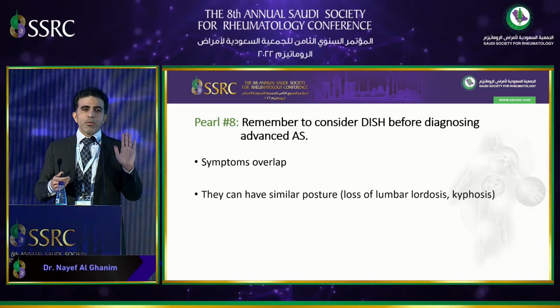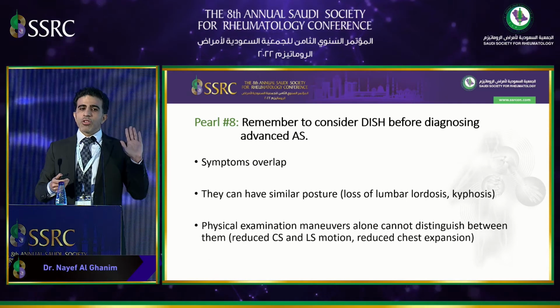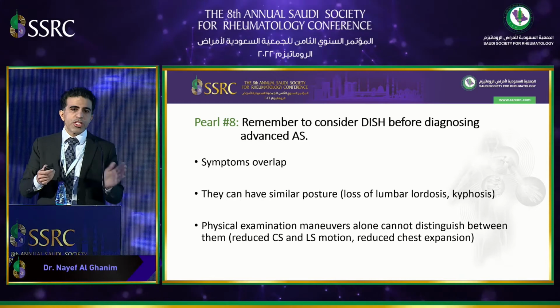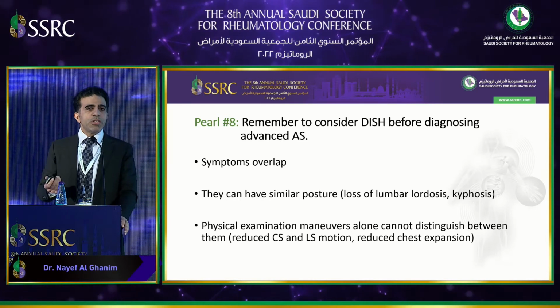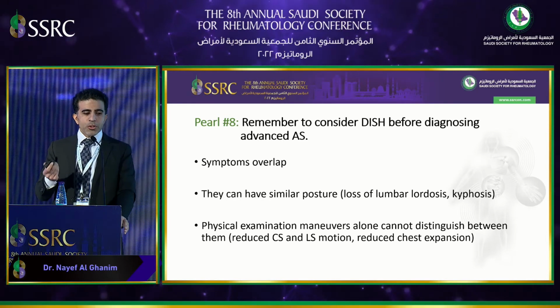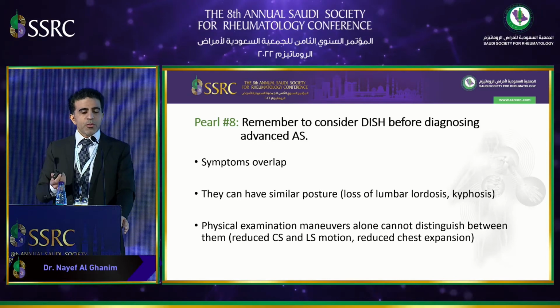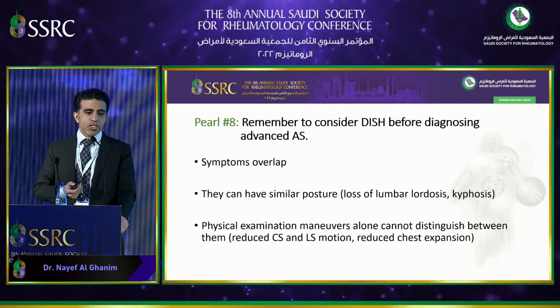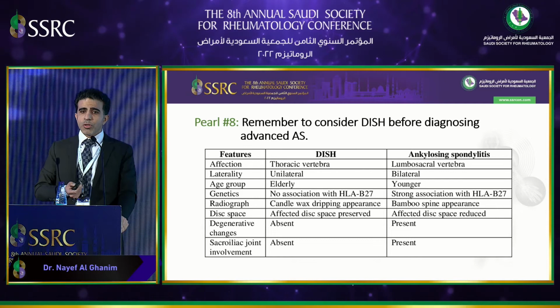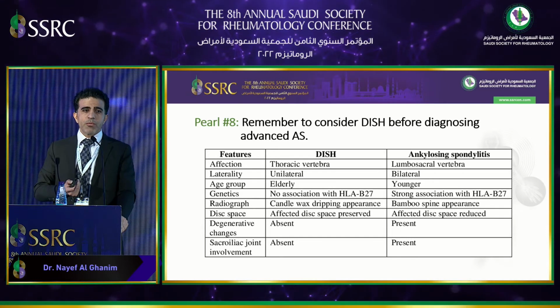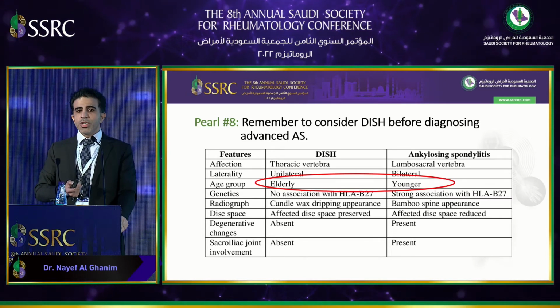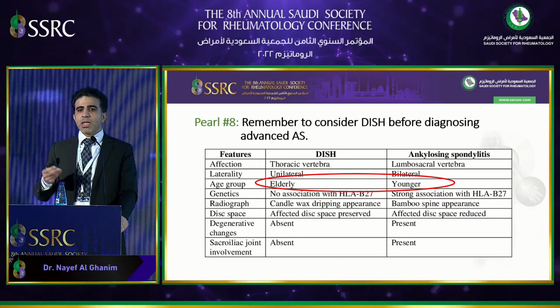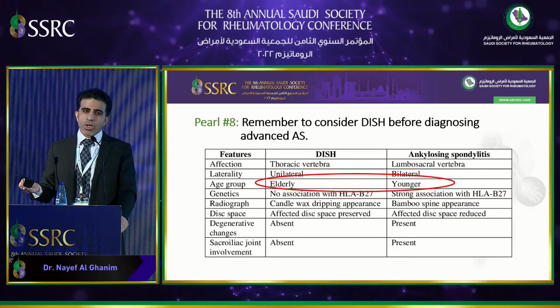They can have similar postures. The physical examination is also not helpful in differentiating between the two conditions. Both conditions can have reduced motion of the cervical spine and lumbar spine, and they can have reduced chest expansion. Some of the clues that can differentiate between the two conditions: history. For ankylosing spondylitis, ask about when they started to have back pain.